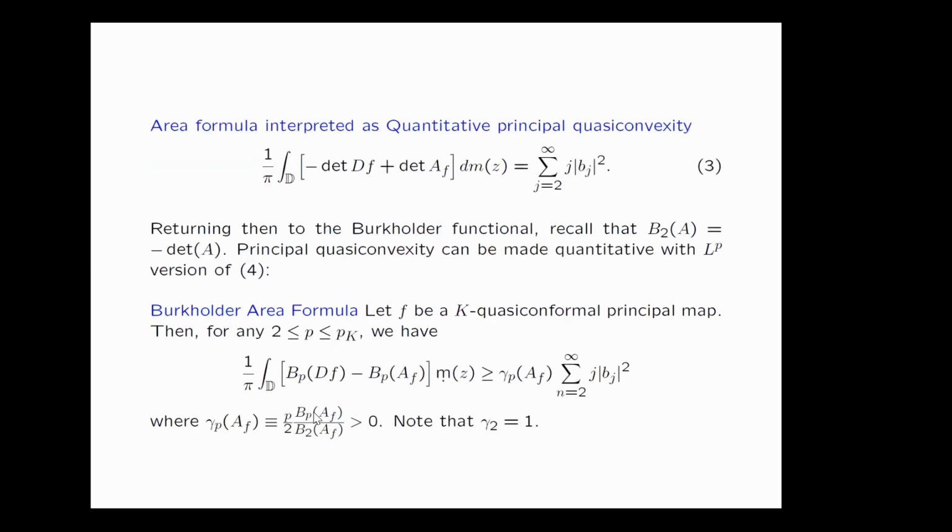Okay, and just maybe for the more complex analysis oriented people, the classical area formula reads like the first line up here for the determinant. Then we can prove what we call the Burkholder area formula, which, remember that I told you that the Burkholder functional for p equal to 2 is the determinant. And so we have this related inequality with a different constant, which is nothing but a quantitative version of principal quasiconvexity. So principal quasiconvexity would be that this is greater than 0, but we have even a quantitative estimate.